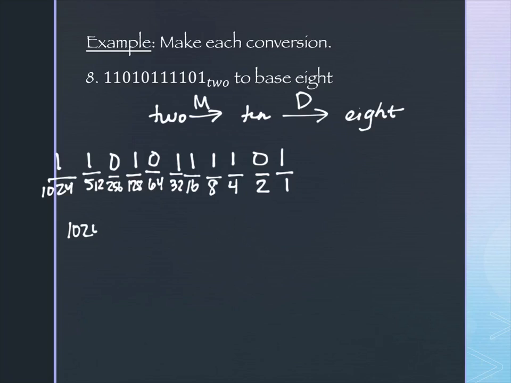So we have 1024 times 1, which is 1024. We have 512. But we don't have 256 because there's a 0 in that place. We have a 128, but we don't have a 64. We have a 32, a 16, an 8, and a 4, but we don't have a 2, and we have a 1. So these are the numbers that we're going to be adding together. So grab a calculator. You might have done all the multiplication by 2 in your head, but I don't think you want to add all the numbers together in your head.